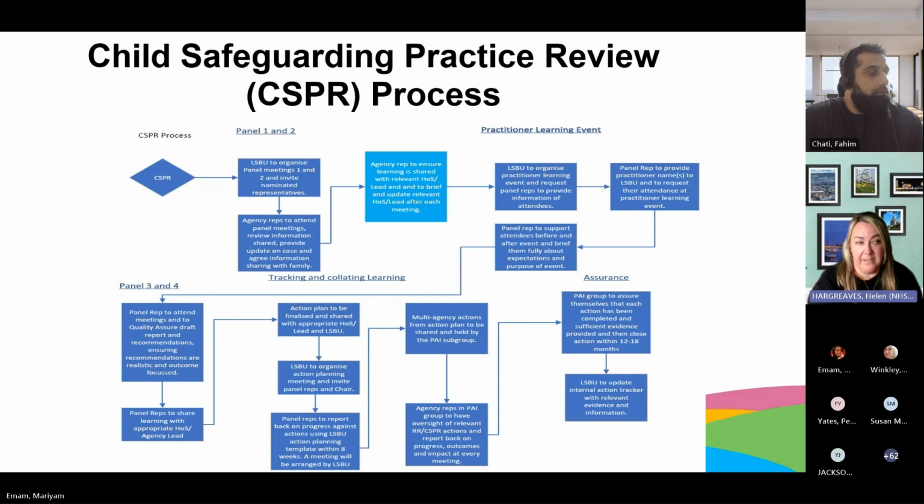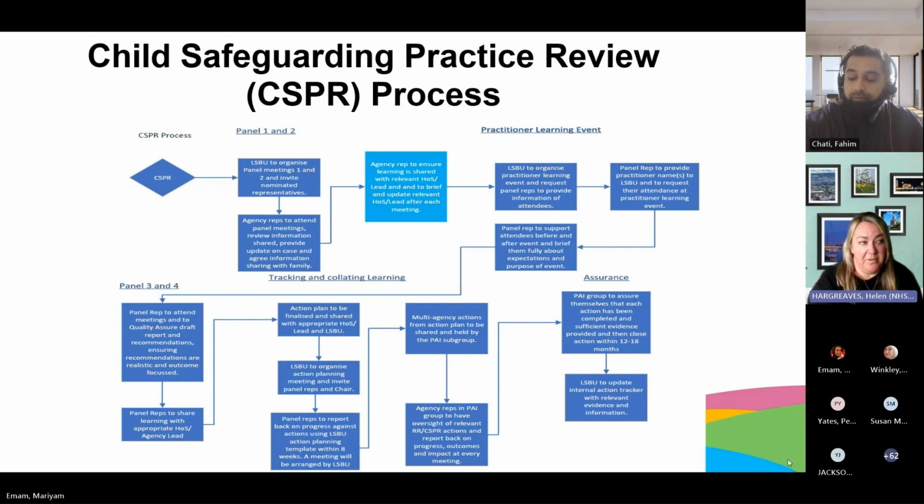Each individual agency is accountable for the recommendations in the main CSPR report, as well as the single agency reports that have been provided to support the report coming together in its entirety. Panel reps are responsible for reporting back on the progress against the actions using the business unit's action planning template. Again, that is something that can be shared as part of the resources to help with follow-up following today's webinar.